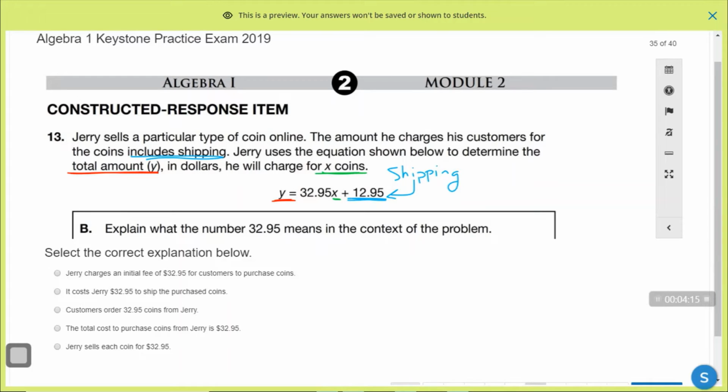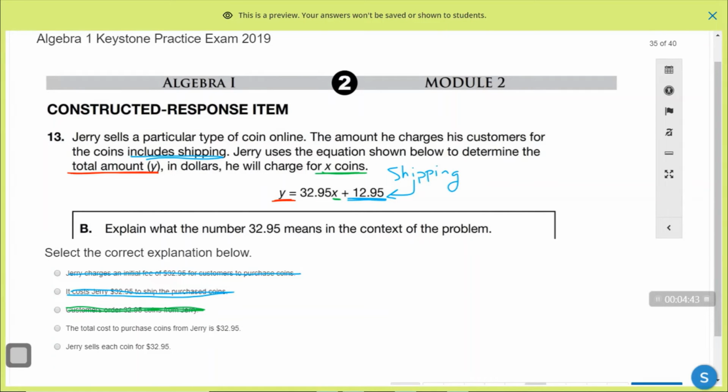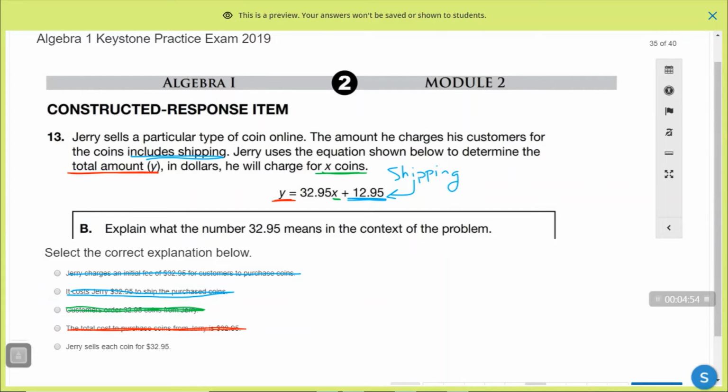So down below, I'm going to see Jerry charges an initial fee. We know that $32.95 is not the initial fee. $12.95 is the initial fee. We also know that $32.95 is not the cost to ship the coins because that's the initial fee. So I can take those both out. I also notice the next one here. It says the customers ordered $32.95 coins from Jerry. No, coins is the X. X is the number of coins, so I'm crossing that out in green because $32.95 is not X. It's the number in front of X. And then it says the total cost to purchase the coins is $32.95. No, that's my Y.